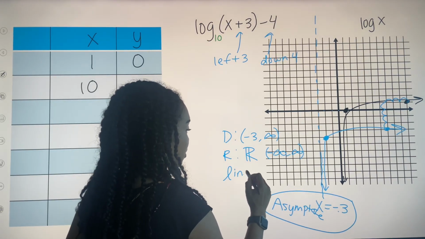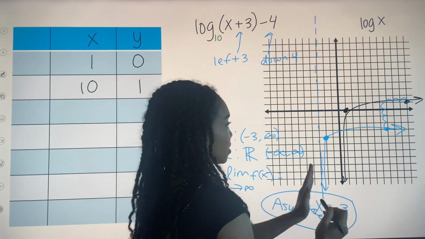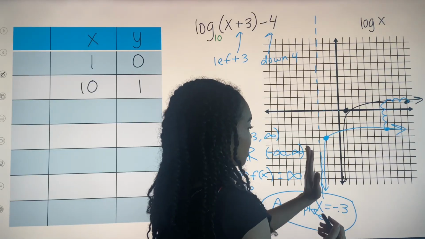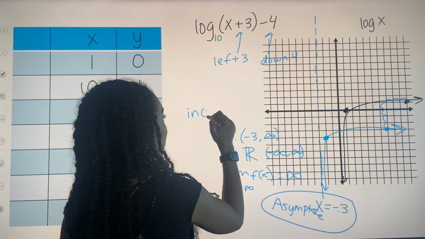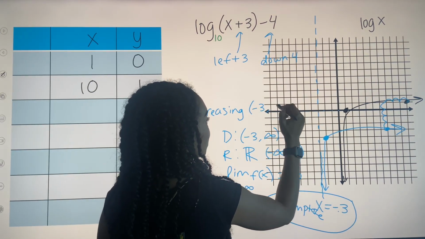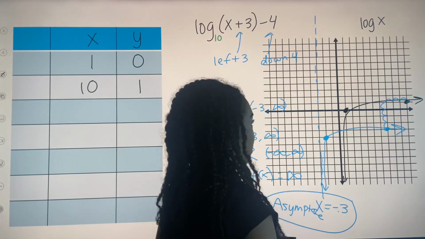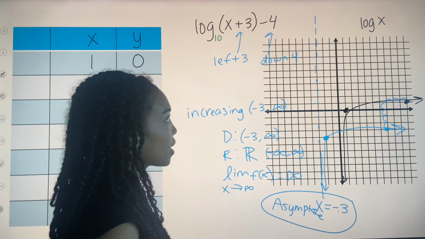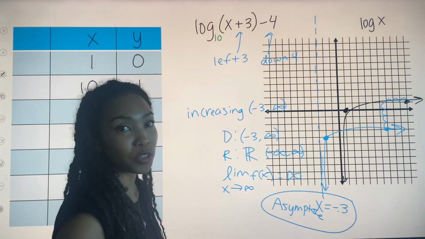Your end behavior, as x goes to the right, your graph is still going up. And it is always increasing. It's increasing from -3 onward. So your increasing interval, it is increasing from -3 to infinity. You're always thinking about the domain where it is increasing. And your asymptote, we said, is at x equals -3.